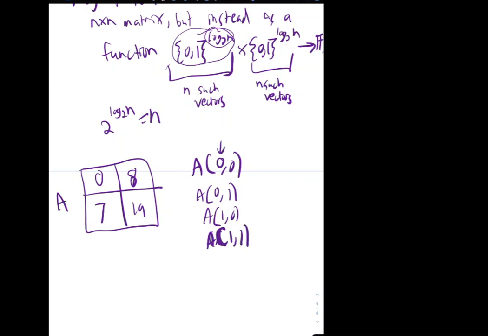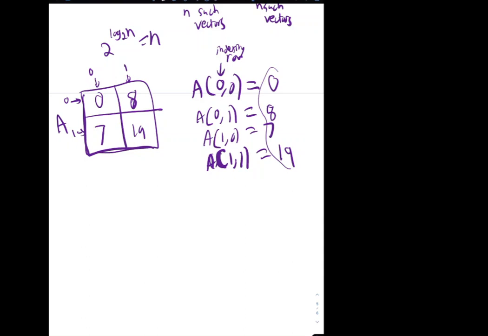Okay, and we think of the first bit as indexing the row: 0 is this row, 1 is this row, and the second bit is indexing the column: 0 is this column, 1 is this column. So we're interpreting the matrix as the evaluation table of this function that maps 0,0 to 0, 0,1 to 8, 1,0 to 7, and 1,1 to 19. And we're interpreting each of these things as field elements. Okay. Any questions about that?